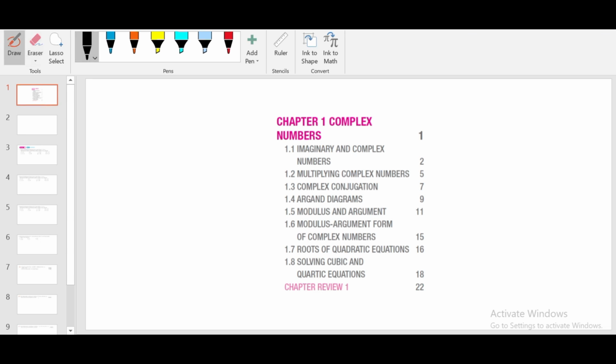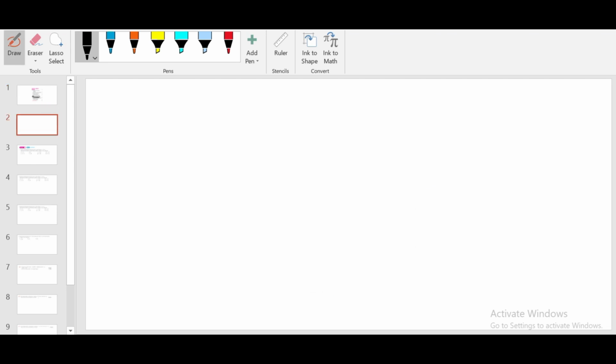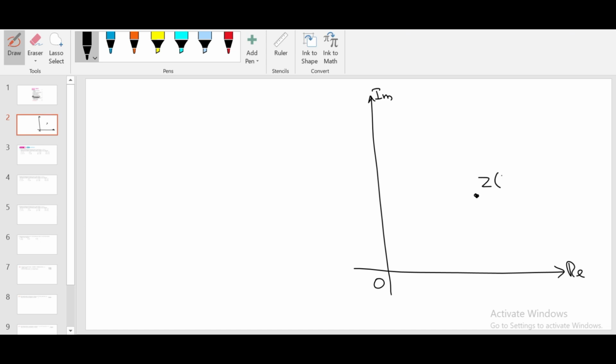In this lesson, we are going to learn 1.6, modulus and argument form of complex numbers. Okay, let's take a complex number on this Argand diagram. This is the real axis, imaginary axis, origin. Let's say the number is in here, z of x comma y, and consider this length as r, or modulus of z as r. The complex number z is x plus iy, right?